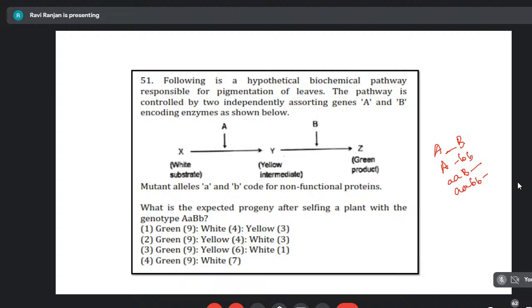Okay, when both of them are there, which color you will get? When A and B are there, then it will give you green color, right? When only A is there, you will get yellow color. When only B is there, you will get no color, that is white. Oh, sorry, you will get yellow color again, sorry. When B is small, then it is stuck here itself. And when you have both of these white, so you get 9 green, you get how many yellow? 6 yellow and 1 white.